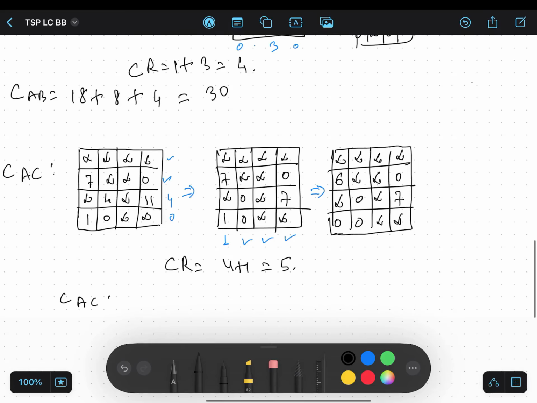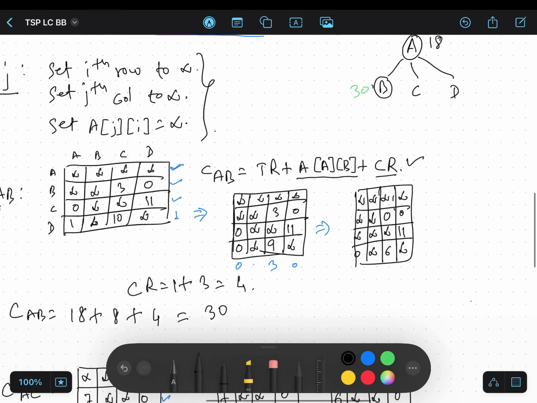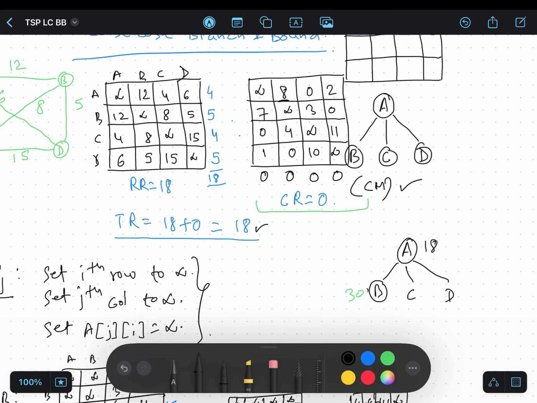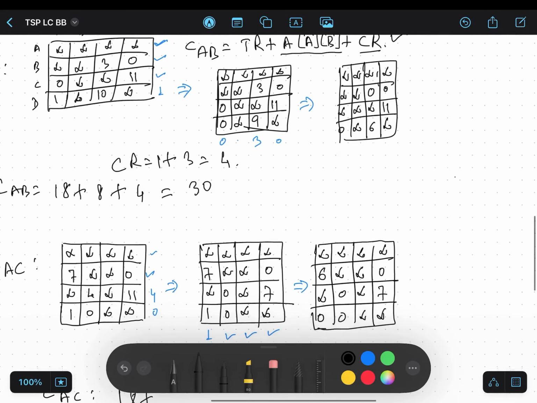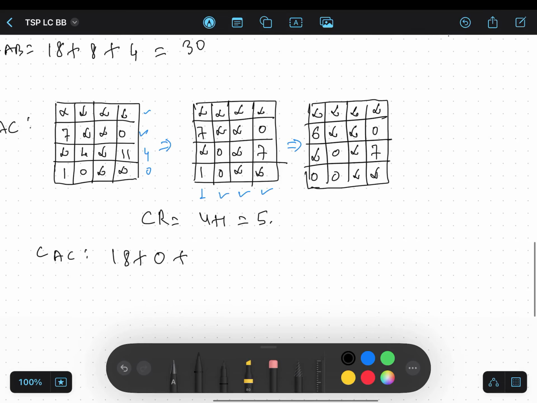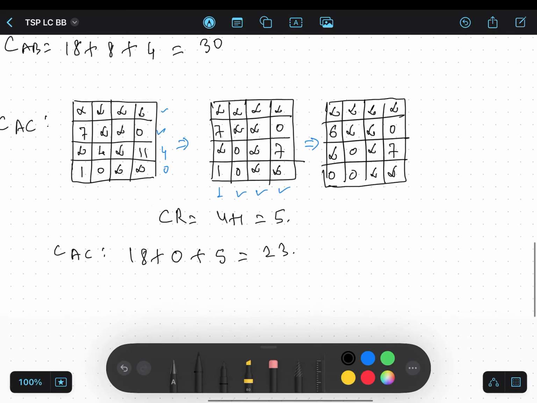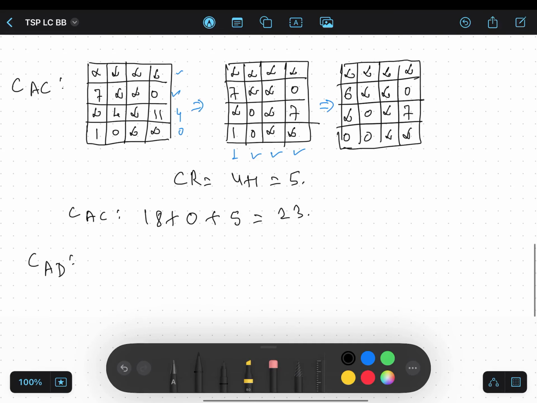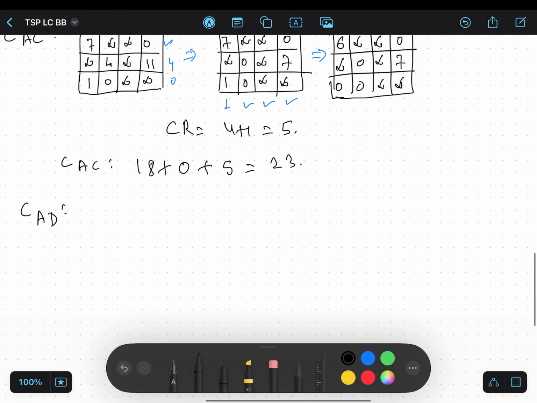And cost of going from A to C will be total reduction, which is 18, plus cost at AC in the current matrix. Current matrix is this. AC is 0. 0 plus current reduction, which is 5. So this comes out to be 23. Doing the same way, we calculate AD, and this comes out to be 23.